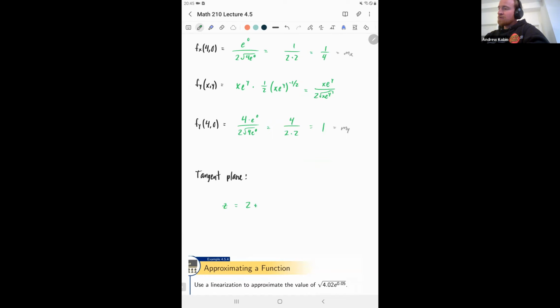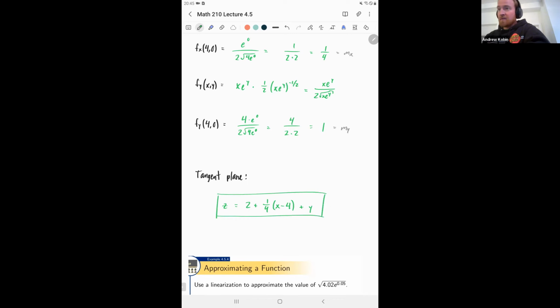And then the slope with respect to x, or the mx slope, was 1/4 times x minus the x coordinate, x minus 4, plus the y slope is next. That's 1 times y minus the y coordinate, which was 0. So I'm just going to write plus y for the last term. So here's our tangent plane equation.